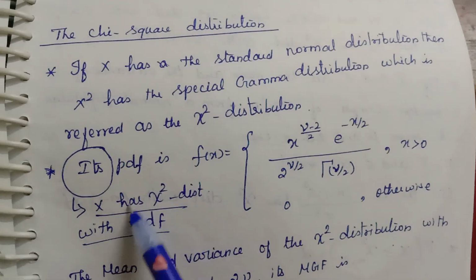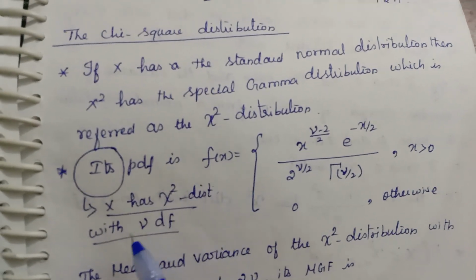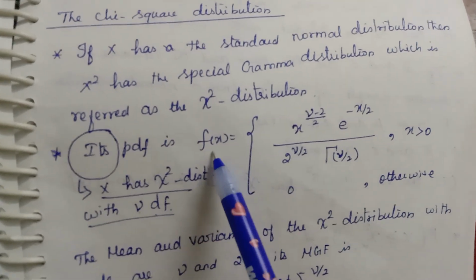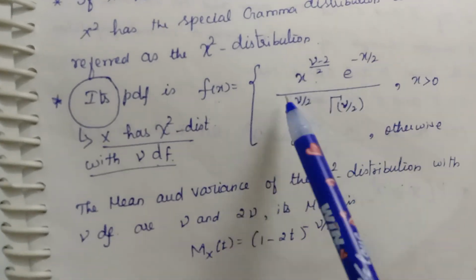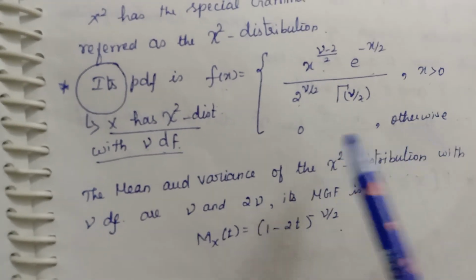Okay, now the PDF of the chi-square distribution. Suppose x is a chi-square variate with nu degrees of freedom, where nu denotes the number of degrees of freedom. Then the PDF is given by x^((nu-2)/2) e^(-x/2) divided by 2^(nu/2) gamma(nu/2) for x positive, otherwise it is 0.